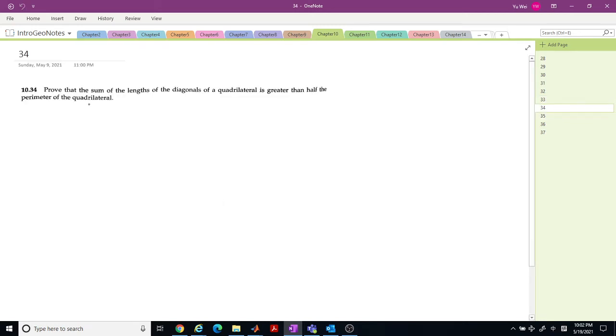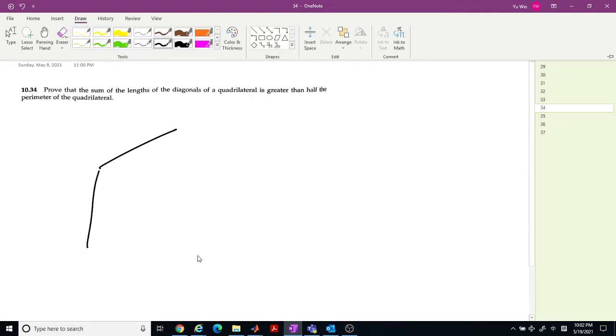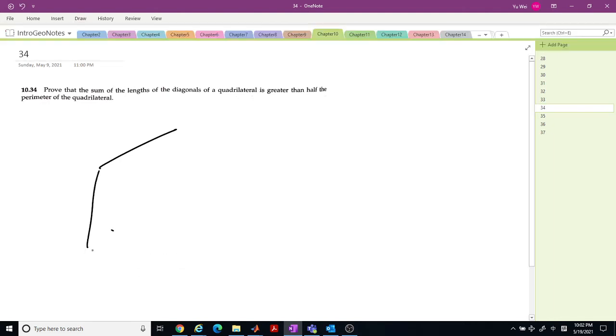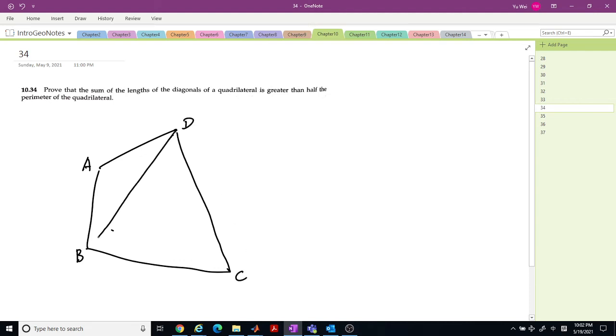Prove the sum of the lengths of the diagonals of a quadrilateral is... okay, so we can draw any quadrilateral. Okay, let's see, it is ABCD. So we can have the two diagonals.